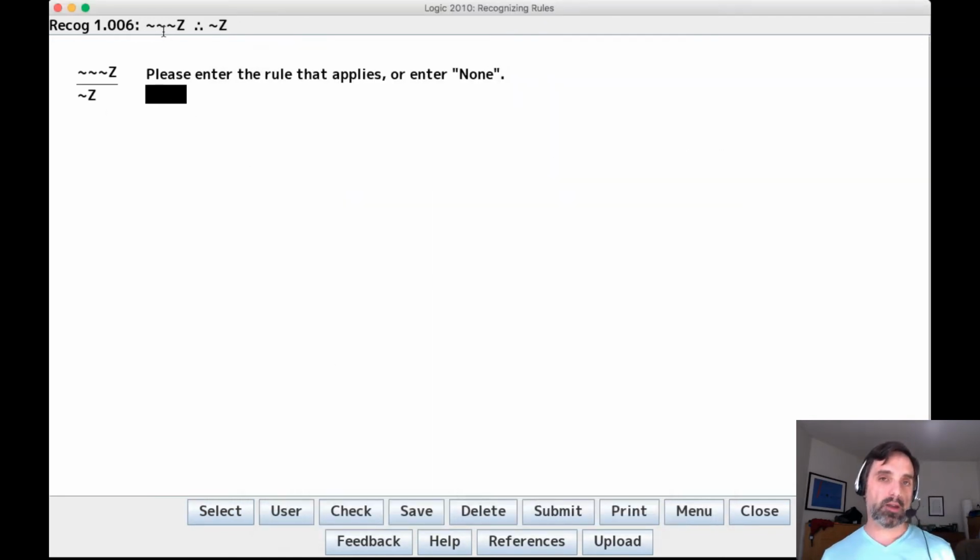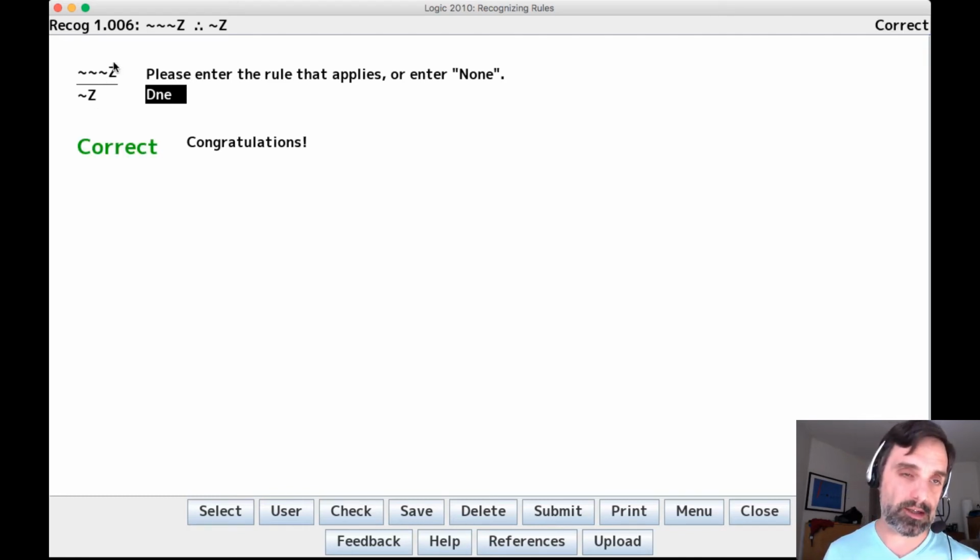Let's look at this. So if this is, again, going to be any application of a rule, it's going to be double negation, and it would be in particular double negation elimination. So do you think it's double negation elimination? Well, let's find out. Yes, it is. Why? Well, there's the sentence not z, and we have two negations in front of the sentence not z, and we've gotten rid of two of them, so that's double negation elimination.